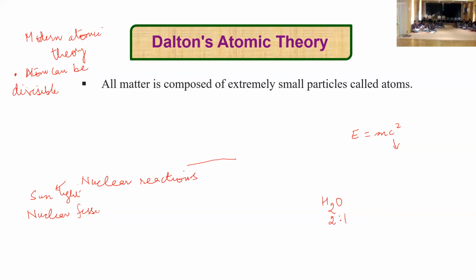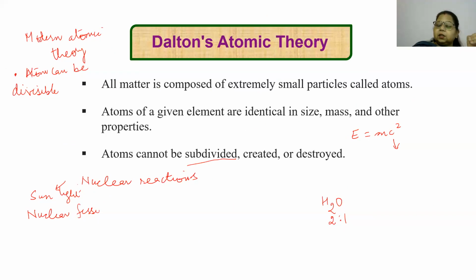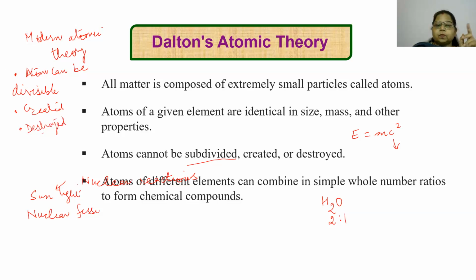Okay. So coming back to what we have. We have said that if I talk about the modern periodic table, we'll be saying atoms are divisible, they can be created by artificial radioactivity, as I told you, and they can be destroyed by nuclear fission, or rather nuclear fusion.